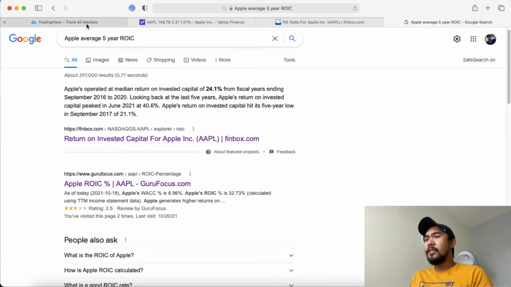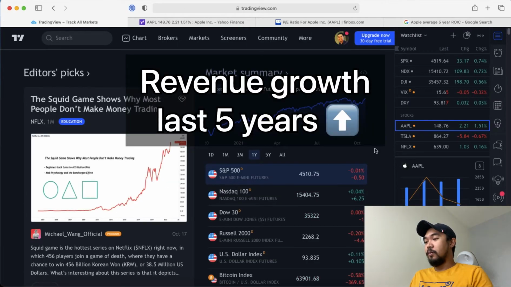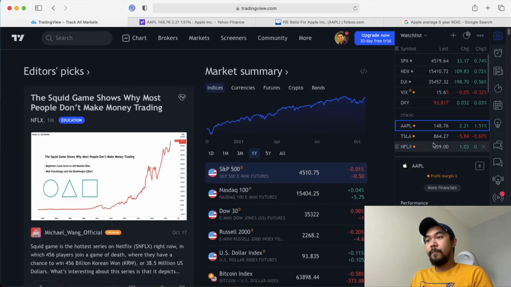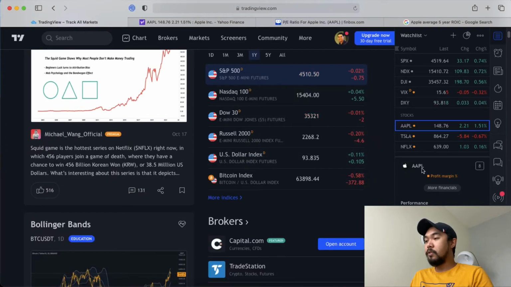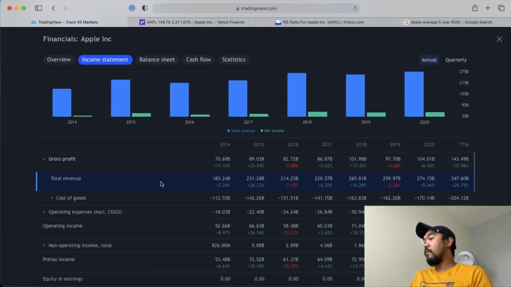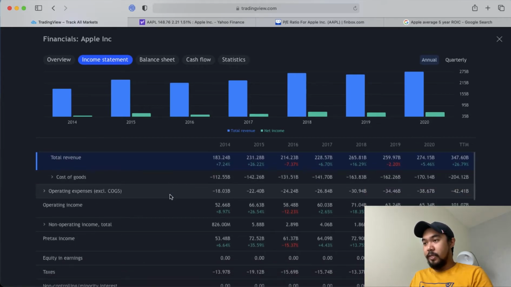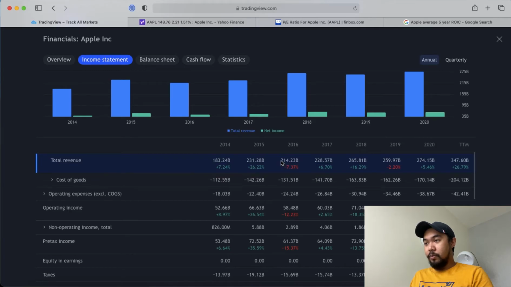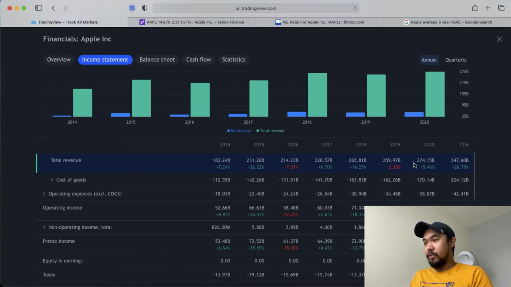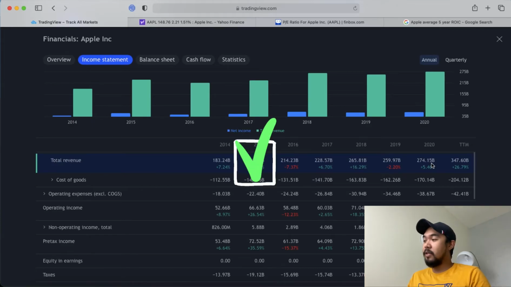Now the next one is revenue growth. So let's take a look. I'm here at TradingView in case you're not familiar. I'm going to open the financials. Let's just make sure we're in Apple. Yes, we're in Apple. So let's go to the financials and then the income statement, for revenue growth over the last 5 years. Total revenue, let's go back to 2016. It should be going up. So 2014, 214, 228, 265, 259, 274, 2020. We can see it's been growing the last 5 years. So that's a check mark right there.